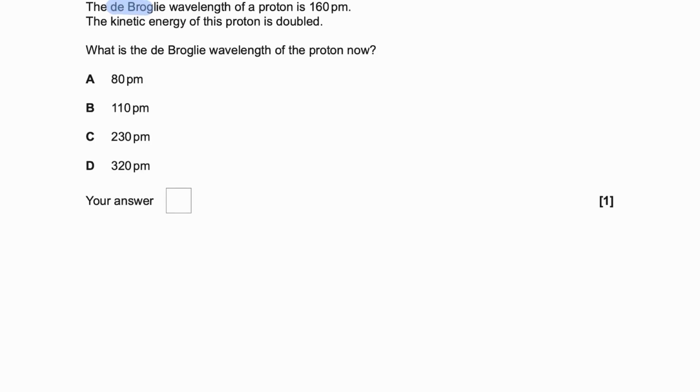The de Broglie wavelength of a proton is 160 picometers. The kinetic energy of this proton is doubled. What is the de Broglie wavelength of the proton now?